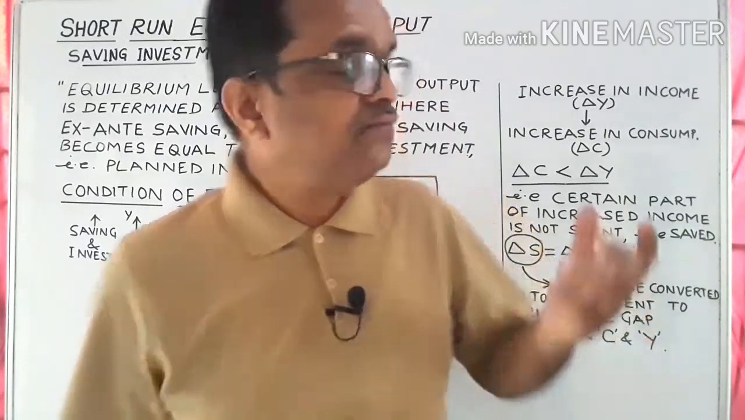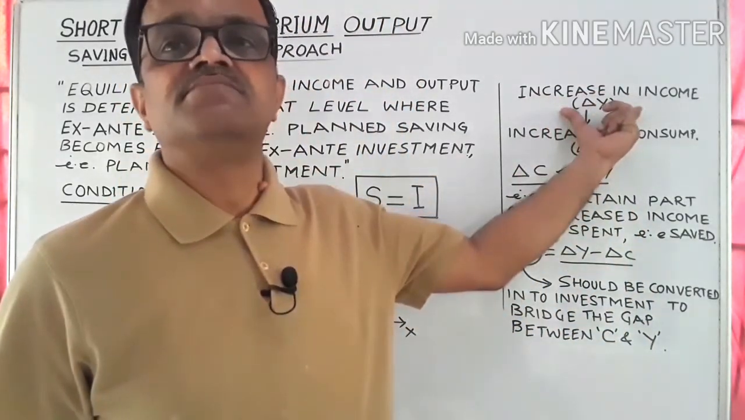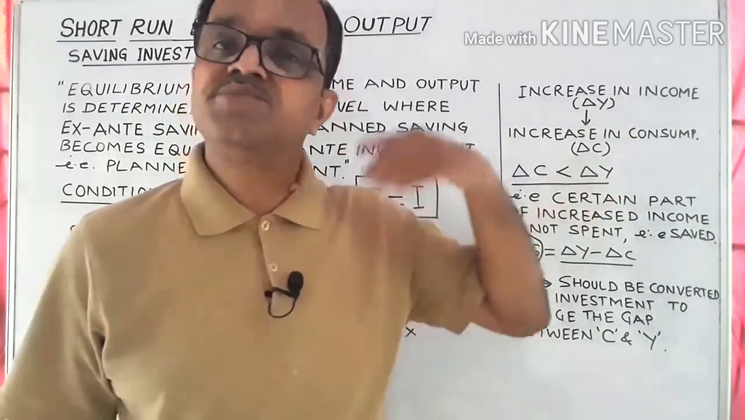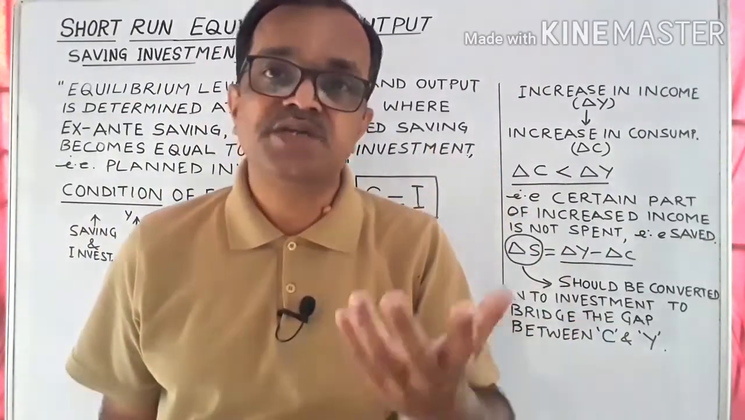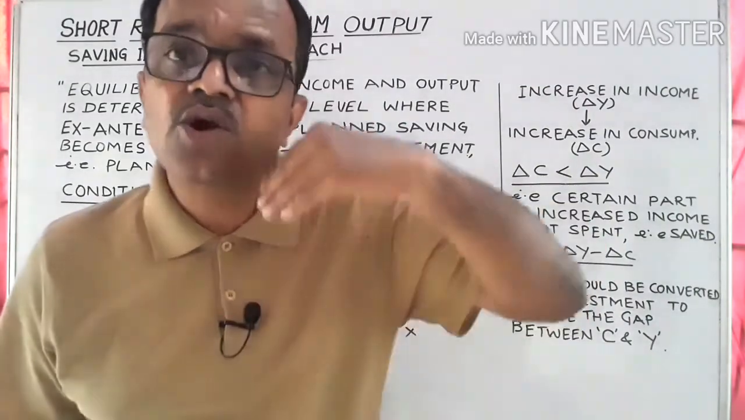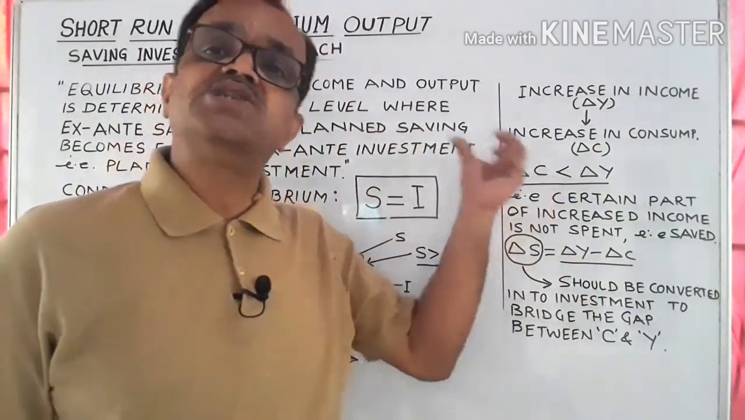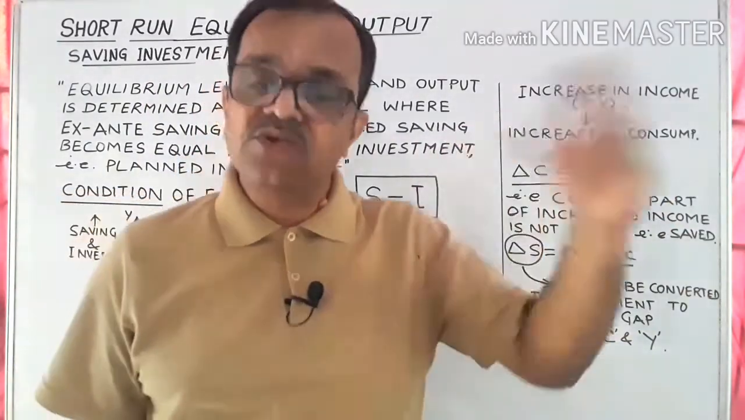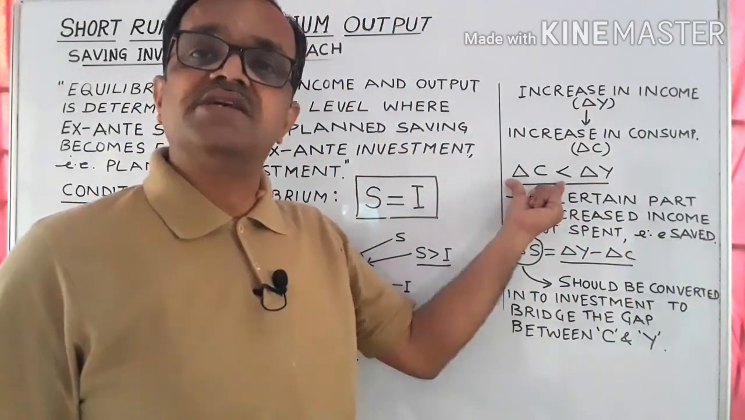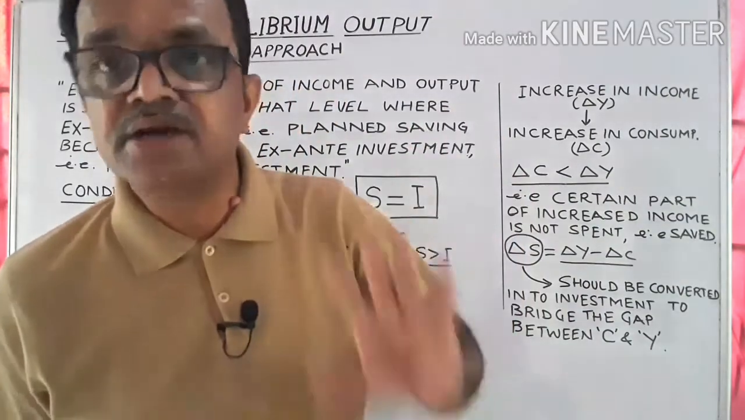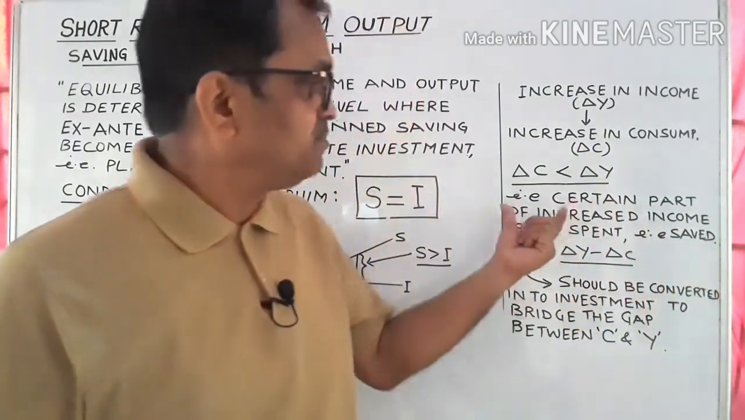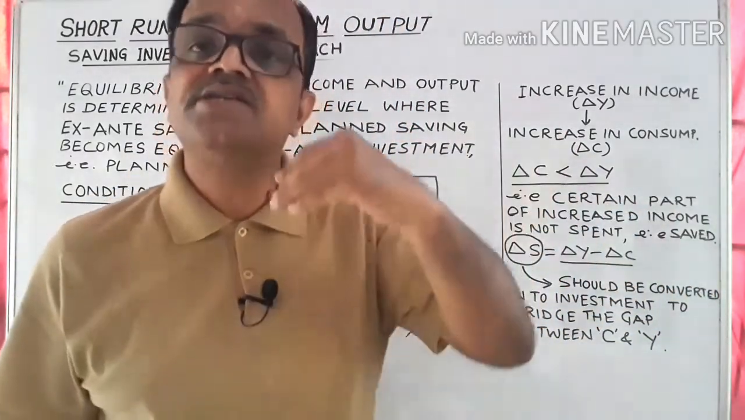What is that? Whenever there is an increase in income, represented by delta Y, it results in an increase in consumption expenditure, because we know that consumption expenditure is a function of disposable income in the economy. But it is also a fact that consumption does not increase by the same amount as the increase in income. This increase in consumption expenditure is always less than the increase in income. Means there is a gap between income and consumption. It also means that a certain part of that income is not spent but saved.